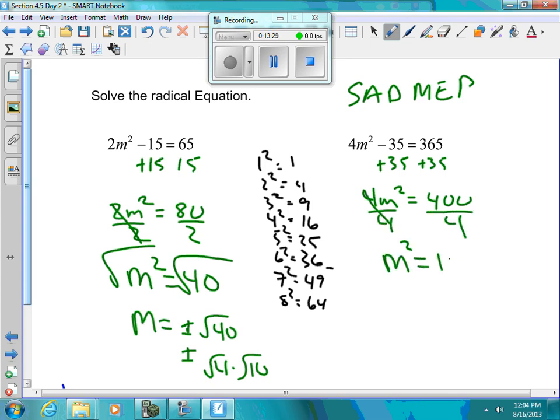M squared equals 100. Oh, we're real happy now, aren't we? Because what's the square root of 100? Plus or minus 10. Plug 10 back into your answer. Minus 10 back in. You should check both. You don't want to check just one, but check both because it's important that you make sure you're getting the right answers in both ways. Okay?